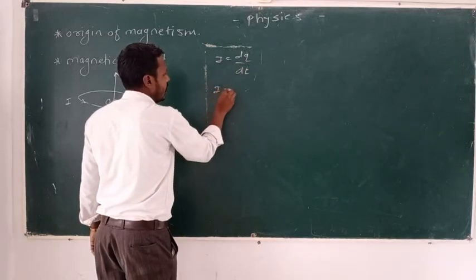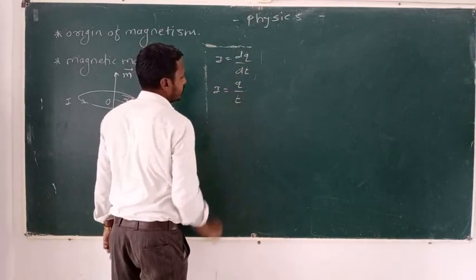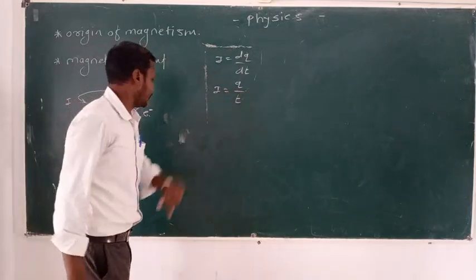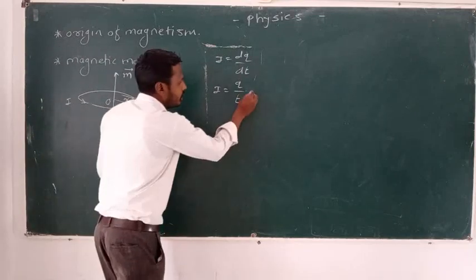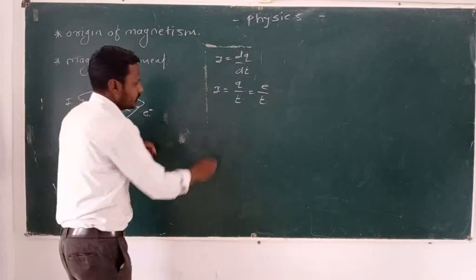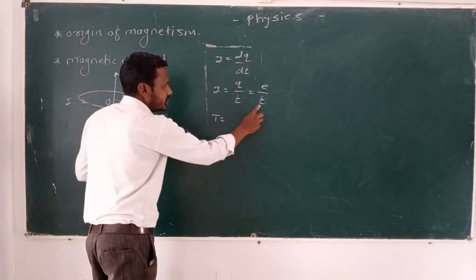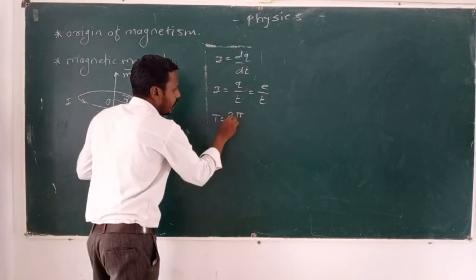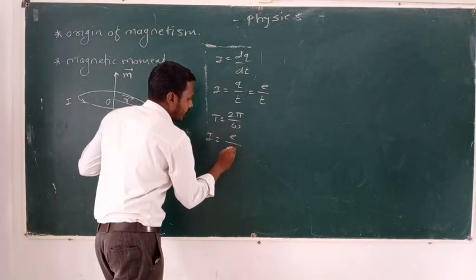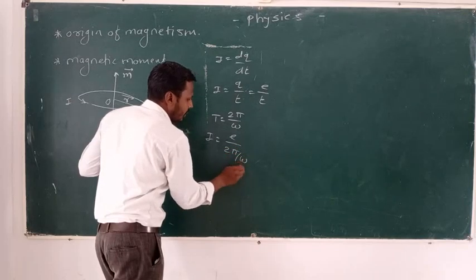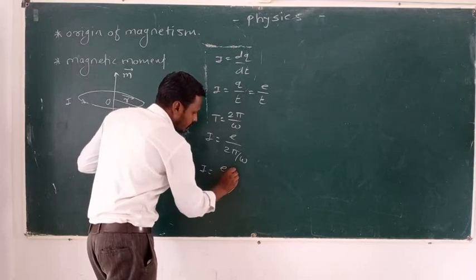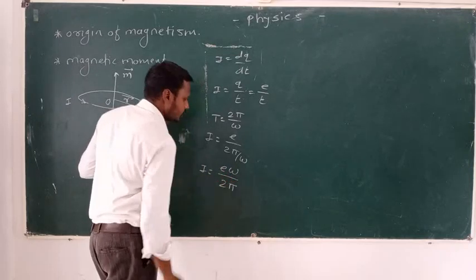I can write here I is equal to q divided by t. I is the flow of charge with respect to time, but here it is the electron, so I can write I is equal to E divided by t. Now the next point: t, that is the time period, is equal to 2 pi divided by omega. I can write I is equal to E divided by 2 pi divided by omega. Omega goes upward, so I can write I is equal to E omega divided by 2 pi.